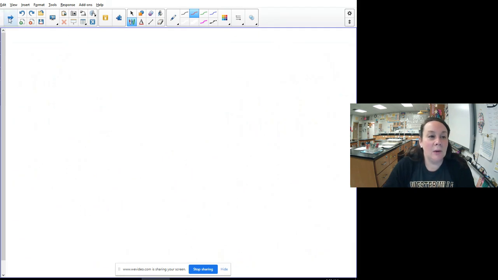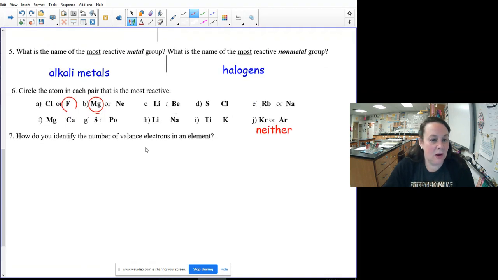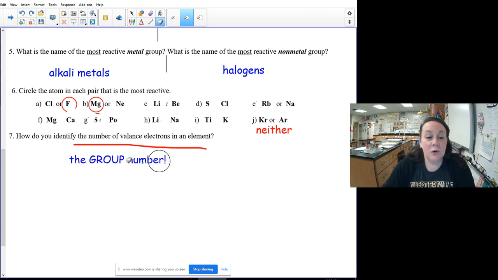Okay. Now, the last thing here on this bell work, it says, how do you identify the number of valence electrons? That was also one of our trends. And remember, all you have to do is look at the group number.